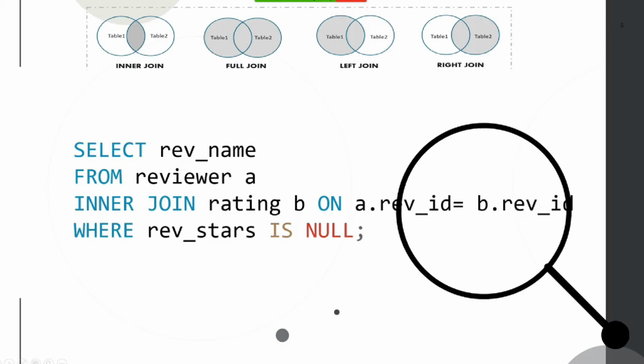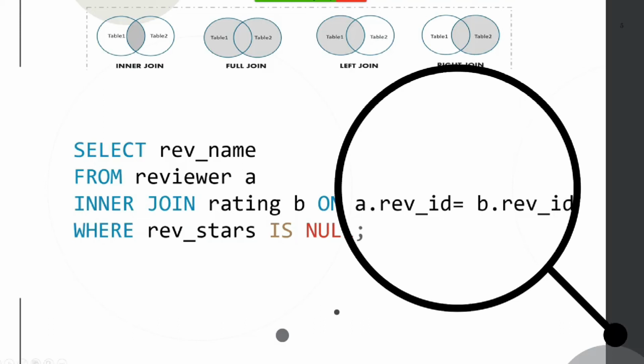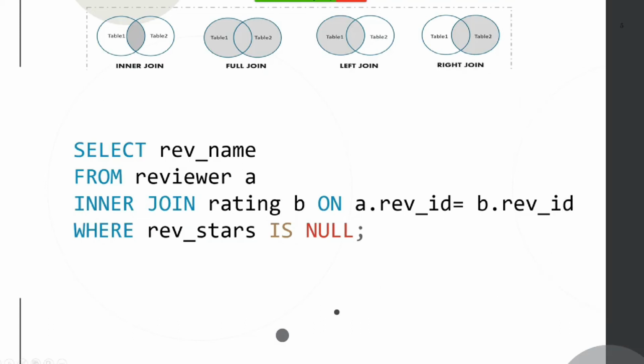I have shown you, right? There is a primary key. Reviewer ID is the primary key of reviewer, and reviewer ID is a foreign key in rating. So they are joined on this ID, where reviewer stars is null. Reviewer stars is null. So this is how we can get it.